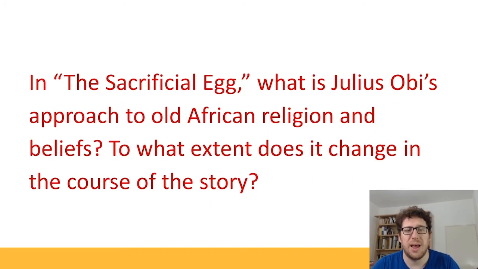That's one question. The other one is about The Sacrificial Egg, and it is about things that we did discuss in the story. In The Sacrificial Egg, what is Julius Obi's approach to old African religion and beliefs? To what extent does it change in the course of the story? Notice that this is a question about change, so you'll probably need evidence from different parts of the story. And you'll remember that in terms of the timeline, it's a kind of circular timeline, because it begins at the end of the story, goes back to the past, and then ends again in the office with the market.